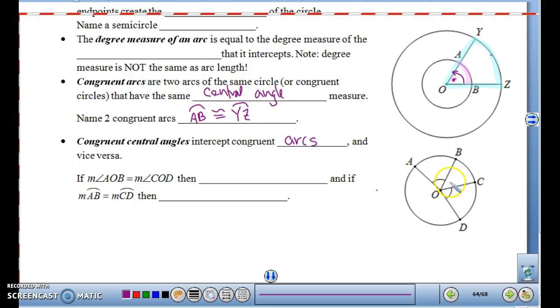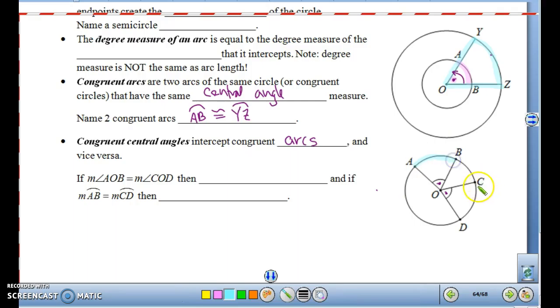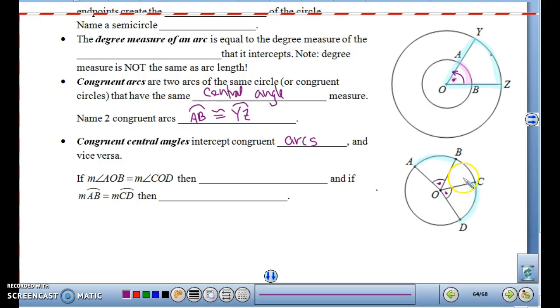All right, so if the measure of angle AOB here and the measure of angle COD are congruent, what does that tell us about arcs AB and CD? Well, if those two central angles are congruent, those two arcs they intercept are congruent. So if AOB is congruent to COD, then arc AB is congruent to arc CD. And vice versa. If CD and AB are congruent, then the measure of AOB will equal the measure of angle COD. So if you have congruent central angles, you have congruent arcs. And if you have congruent arcs, you have congruent central angles.